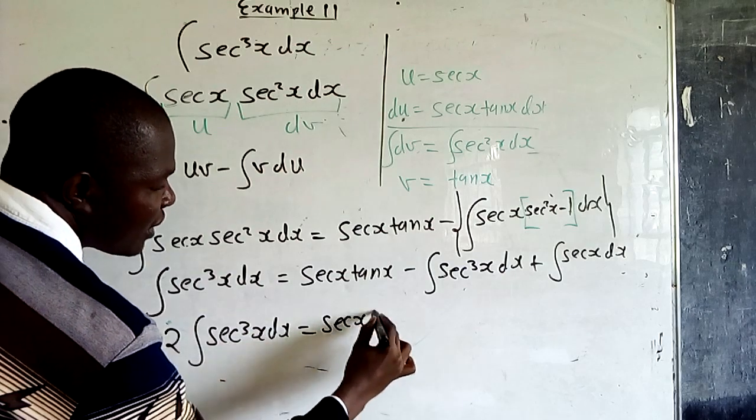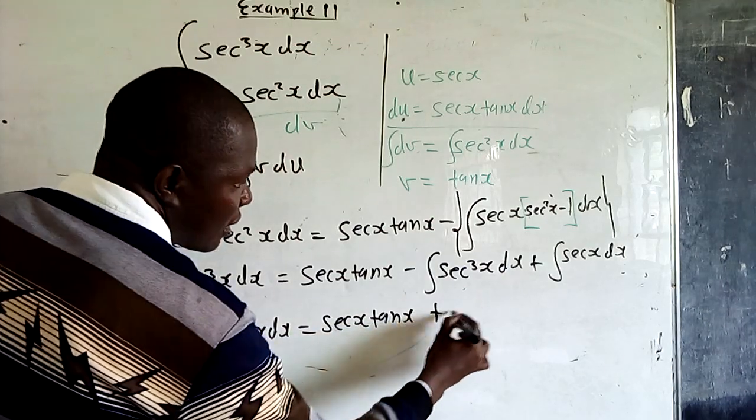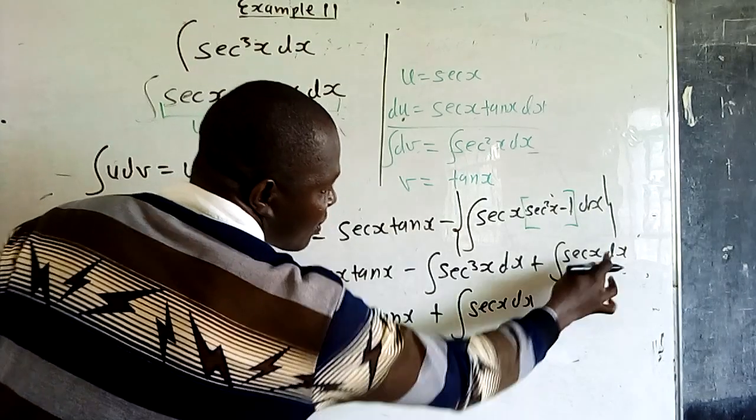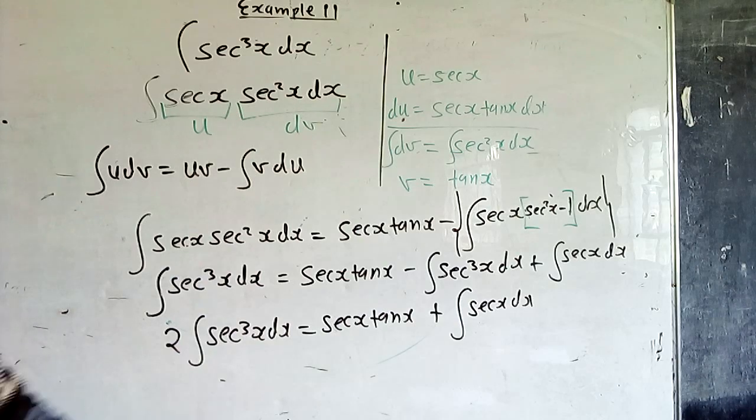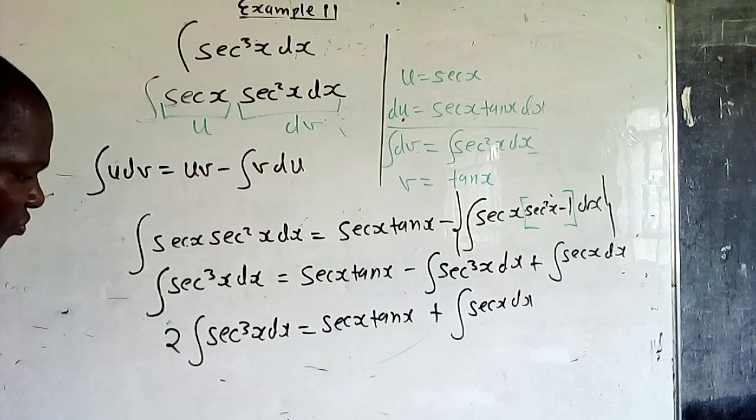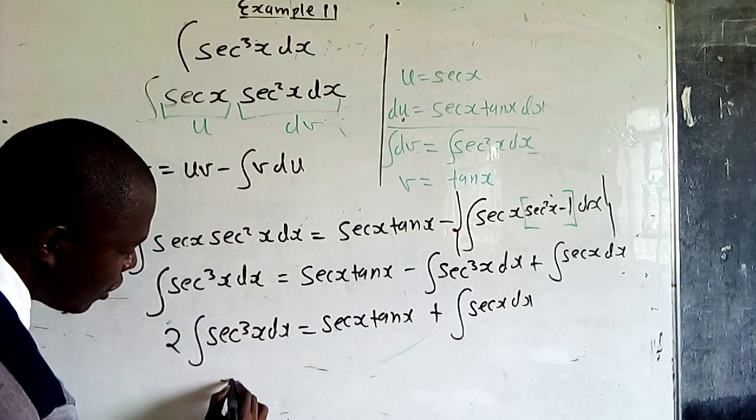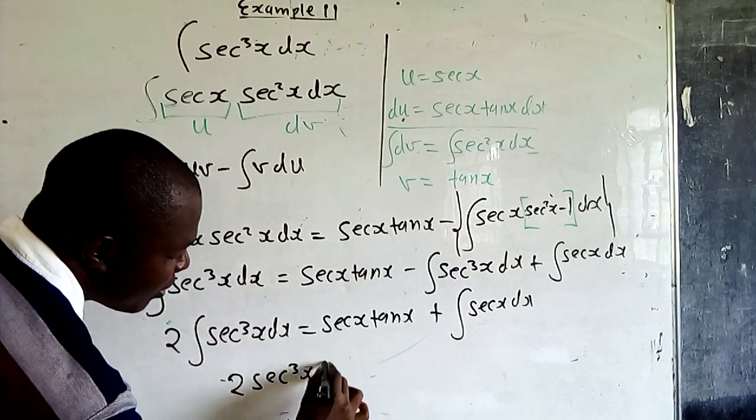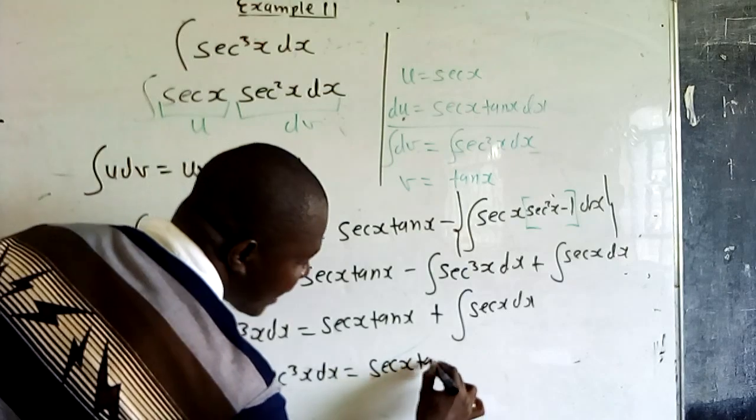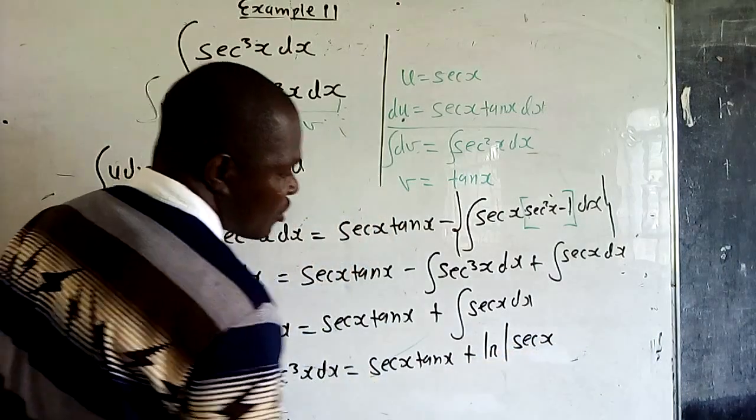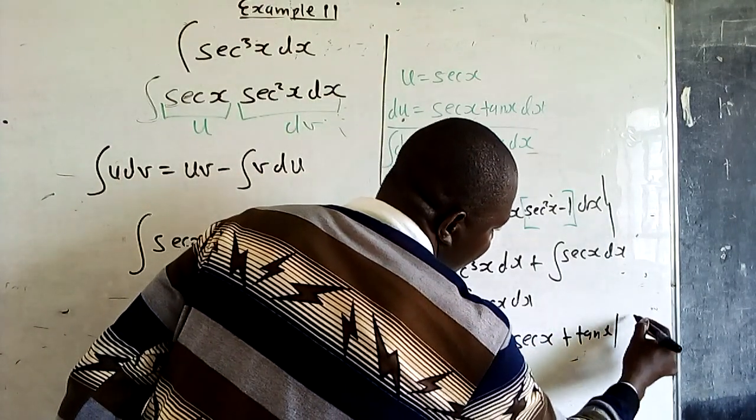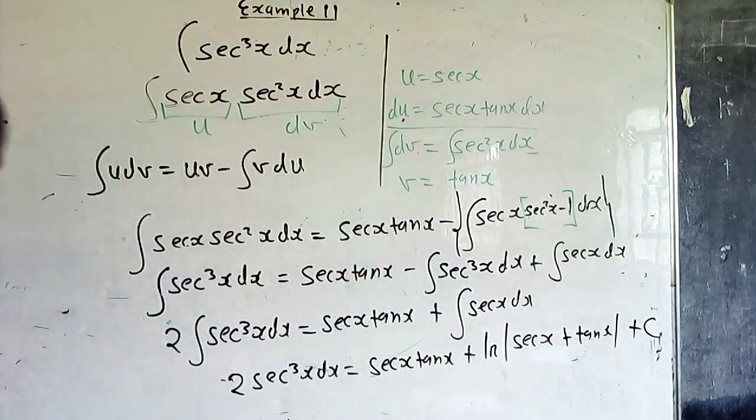is equal to sec x tan x plus the integral of sec x dx. That one, you brought this side to join them, they are now 2. Are you together? If you integrate sec x, we found it is ln of sec x plus tan x. So here we have 2 times the integral of sec cubed x dx equals sec x tan x plus ln of sec x plus tan x. Then at the end of the integration, you put c. But where is your integral? Your integral is there, isn't it?